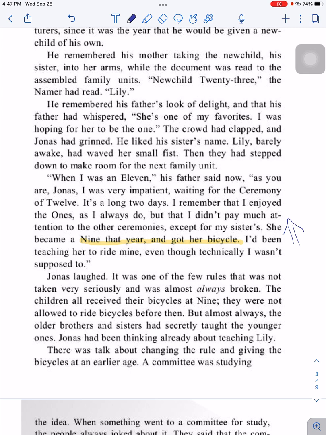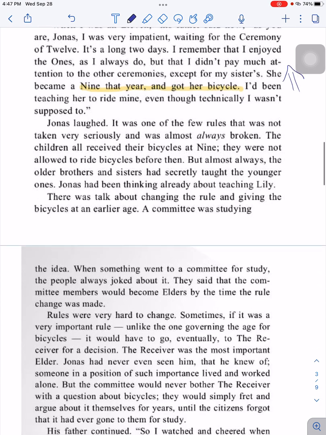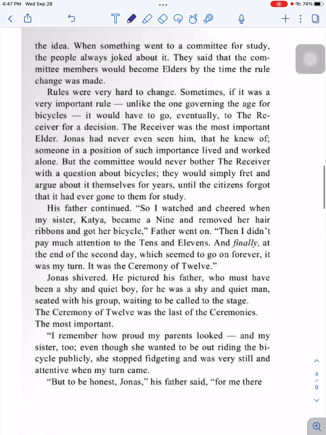Jonas laughed. It was one of the few rules that was not taken very seriously and was almost always broken. The children all received their bicycles at 9. They were not allowed to ride bicycles before then, but almost always the older brothers and sisters had secretly taught the younger ones. Jonas had been thinking already about teaching Lily. There was talk about changing the rule and giving the bicycles at an earlier age. A committee was studying the idea. When something went to a committee for study, the people always joked about it. They said that the committee members would become elders by the time the rule change was made. Rules were very hard to change.